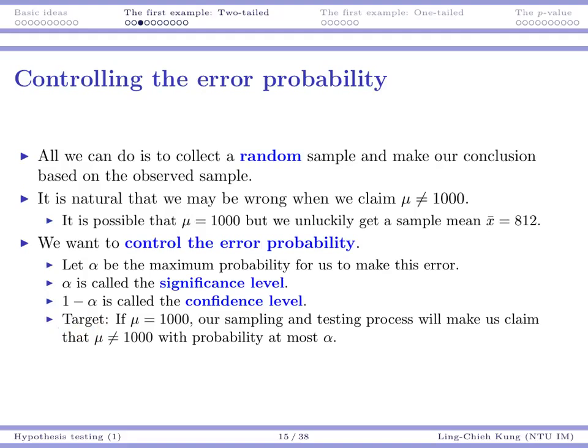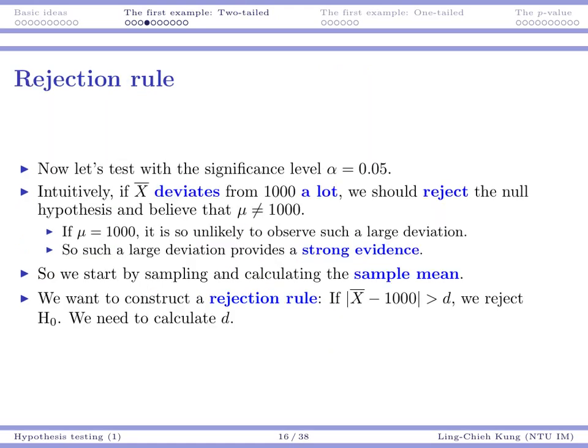Our target is that if mu is 1000, then our sampling and testing process will drive us to claim that mu is not 1000 with at most a probability alpha. If H0 is true, we're going to say it is wrong with at most a probability alpha. That's our target. So technically, how may we do it? Let's test with the significance level. Let's say it's 5%.